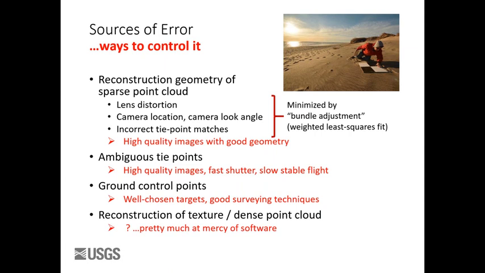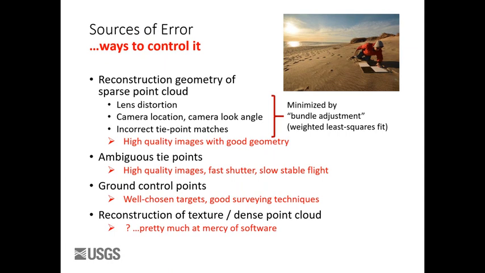So there are some things you can do to minimize that kind of distortion. Here's where that error comes from, and the red is things that you can do. You can have a good lens, because all cameras have some lens distortion. Then there's the camera location, the camera look angle, and incorrect tie point matches. That's all a geometry problem, and by taking pictures with the optimal geometry, you can minimize it.